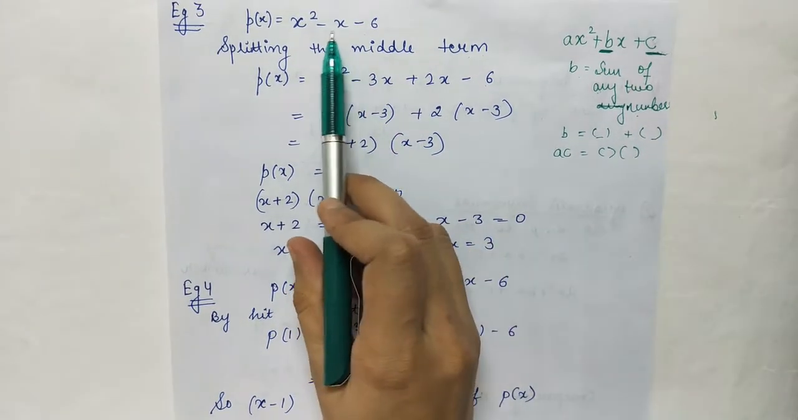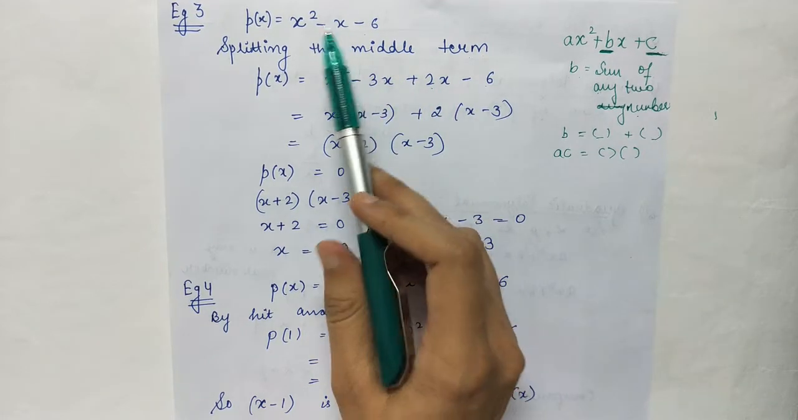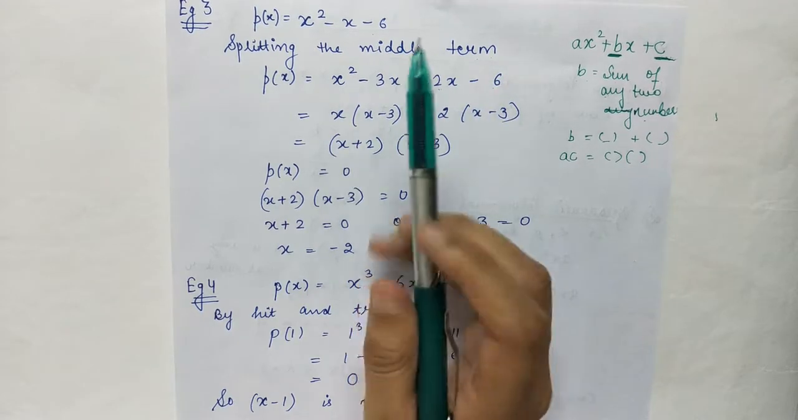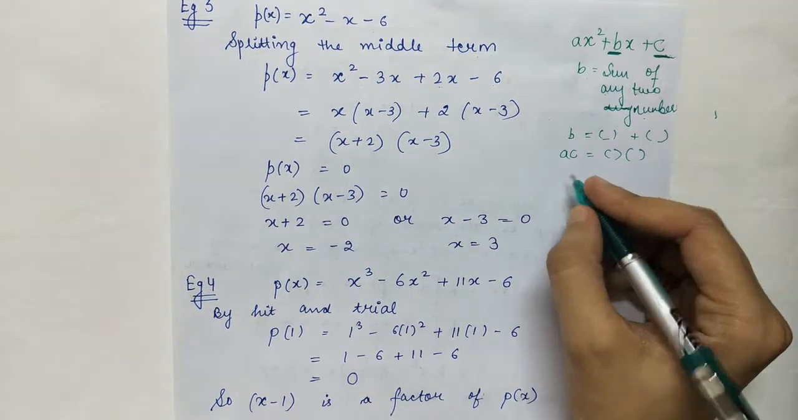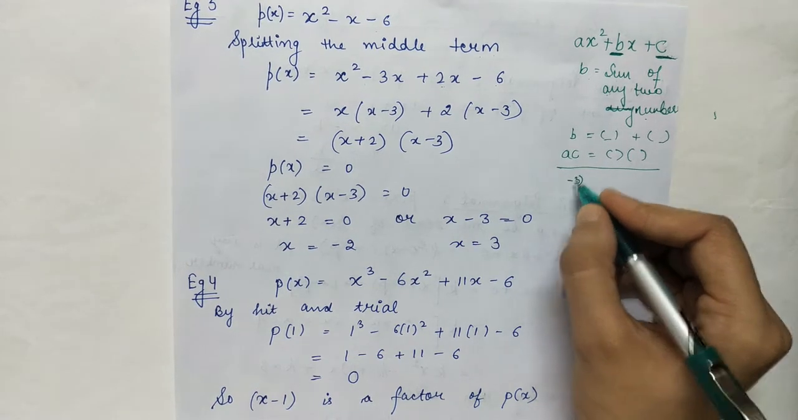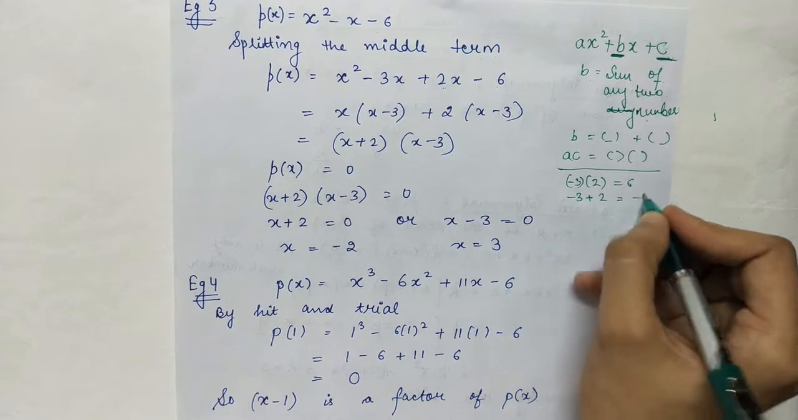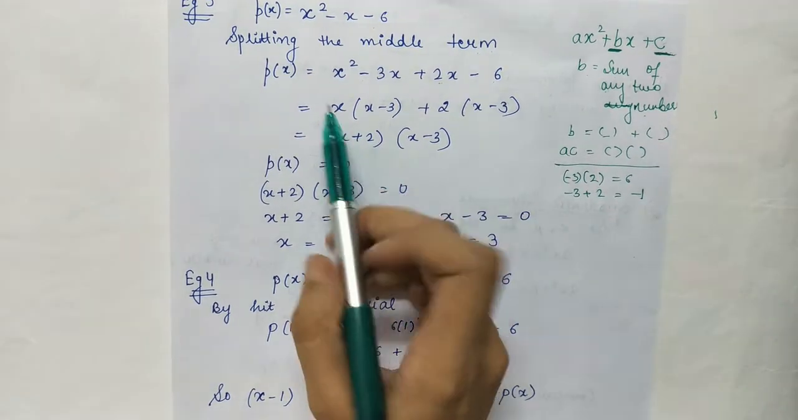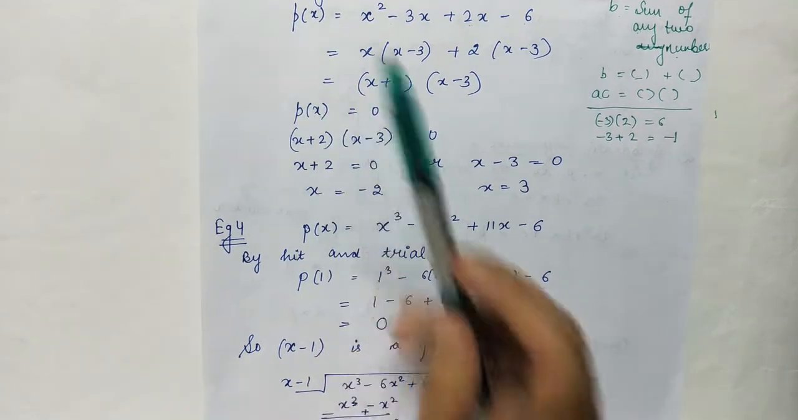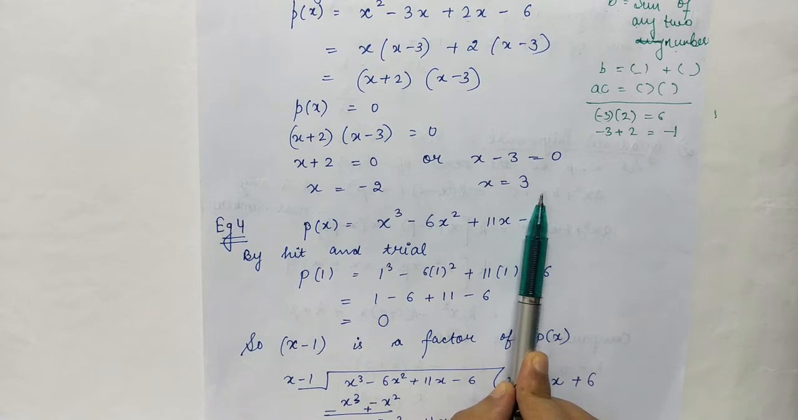So in this case, when we add minus 3 and 2, we get minus 1, and when we multiply minus 3 and 2, we get minus 6. So in this case, likewise, when we multiply minus 3 and 2, we get minus 6, and when we add minus 3 and 2, we get minus 1. So in this way we can find the zeros of the polynomial. So here the two zeros are x is equal to minus 2 and x is equal to 3.